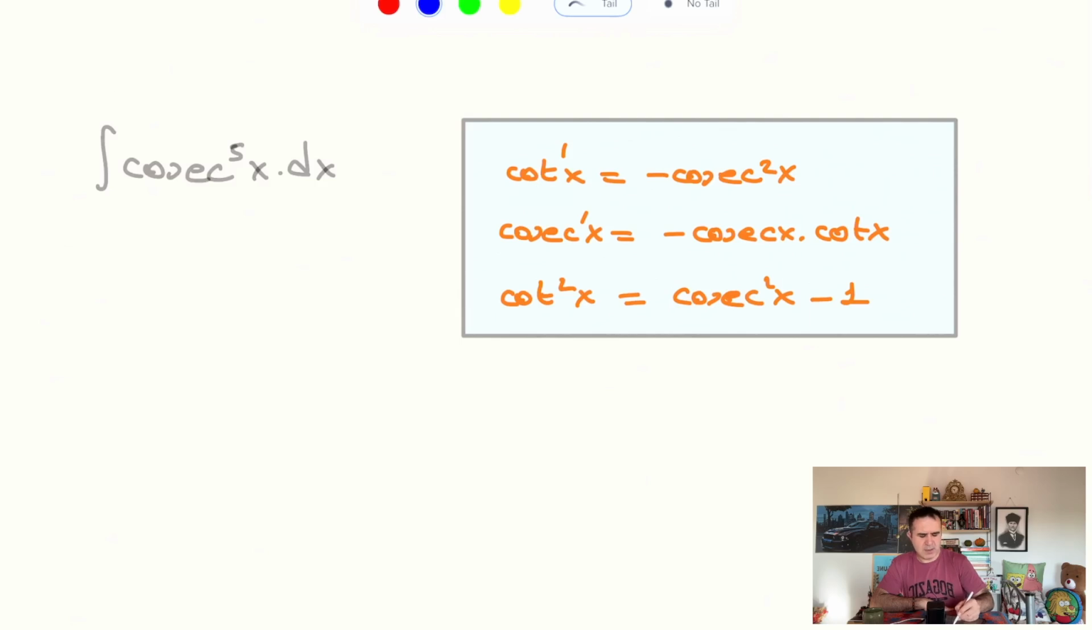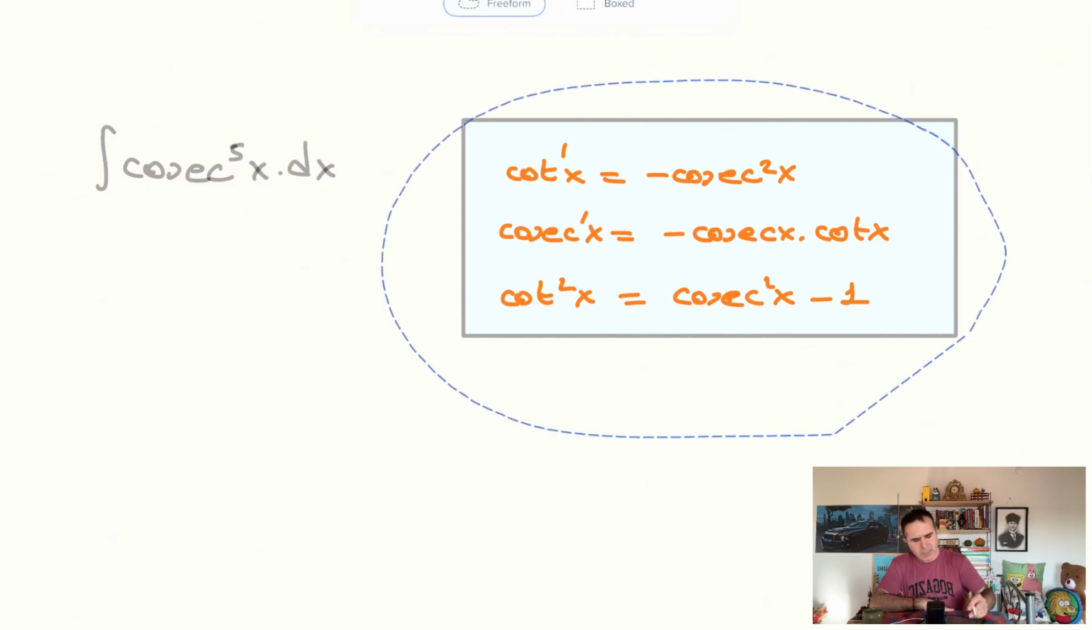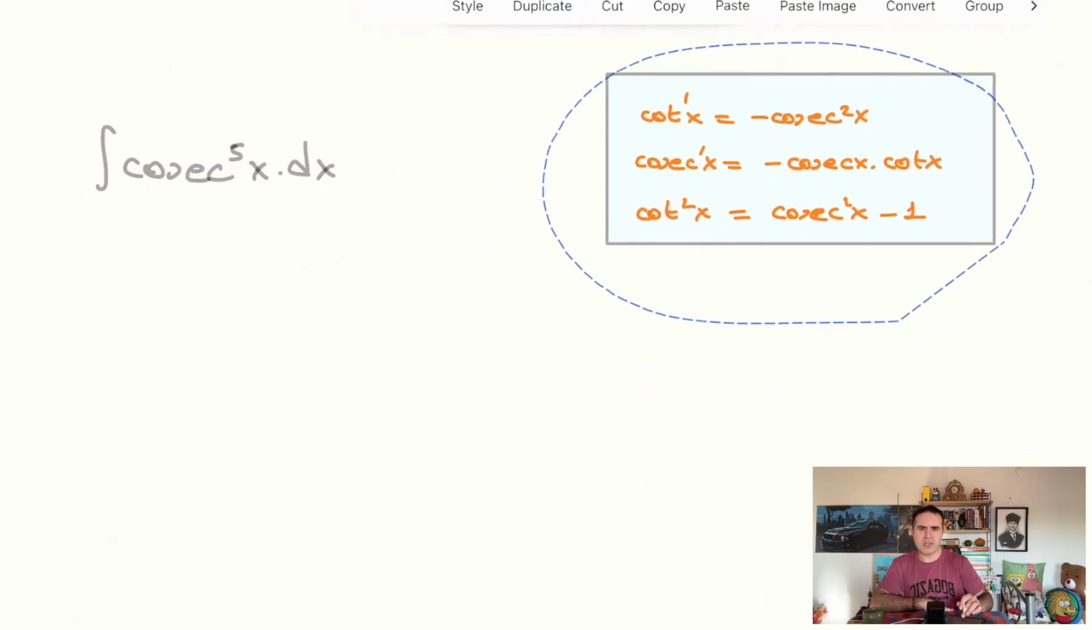Okay. If you can't remember this, you should write cotangent x as cosine x divided by sine x, and differentiate it, you will get minus cosecant square of x. If you can't remember the derivative of cosecant x, you should write it as 1 over sine x, and after differentiating you will get this. And if you can't remember this equation, you should write cotangent x as cosine divided by sine x, and you will get this. Okay, we will use here the integration by parts method.